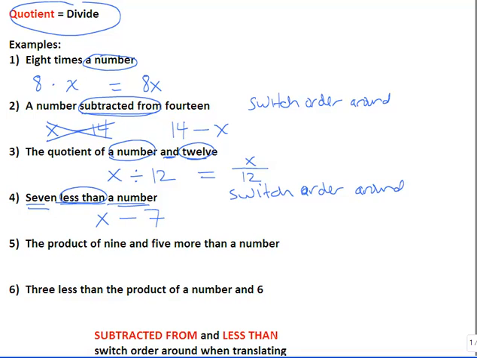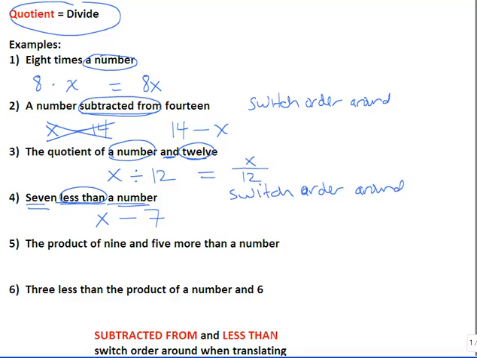So we have 7 less than a number, and that's going to translate into x minus 7. So less than means subtraction, but it's switching the order around so that we're taking the 7 away from whatever came second, which in this case is the x.